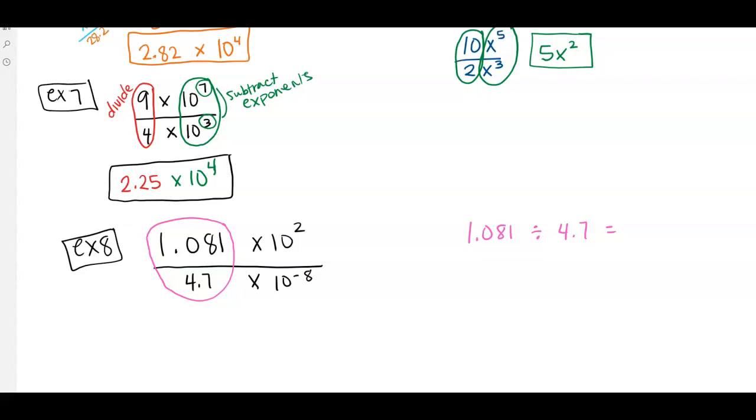So what do you get there when you divide those out? 0.23 is what you get. So that's going to be our first part of our answer here, part of our science as we're writing down the scientific notation. And then let's do the other part here.